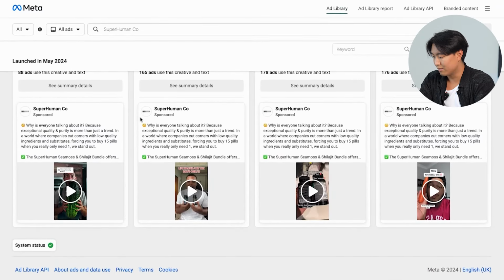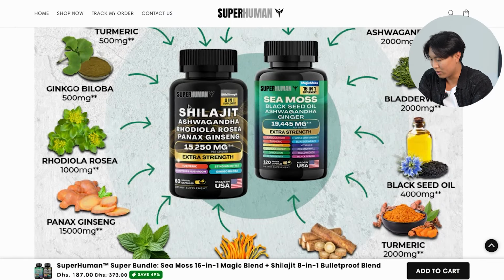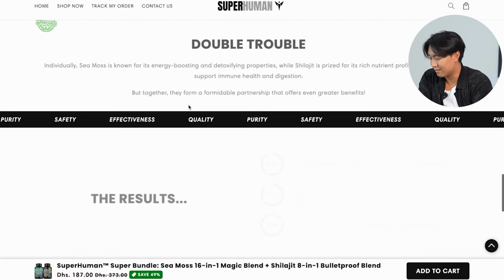So their whole thing is selling sea moss and Shilajit as a bundle offer to give men a bigger phallus, right? So when you actually find a competitor, if I'm looking to write copy for this brand, for example, I would look at their product page. Okay, I see Superhumans, sea moss, Shilajit. Okay, interesting. So this is their entire product page. These are the ingredients within their supplements, as seen on Shark Tank.